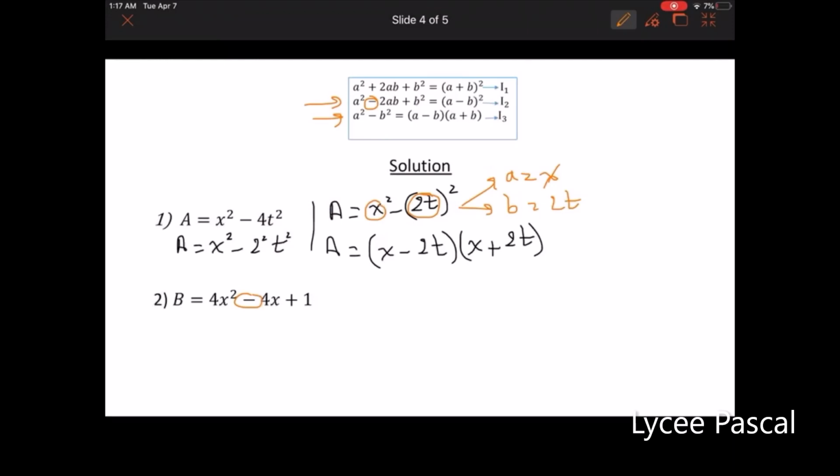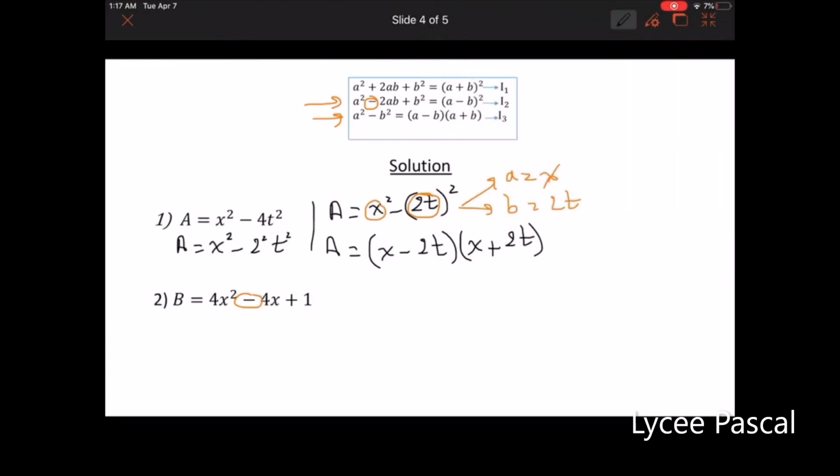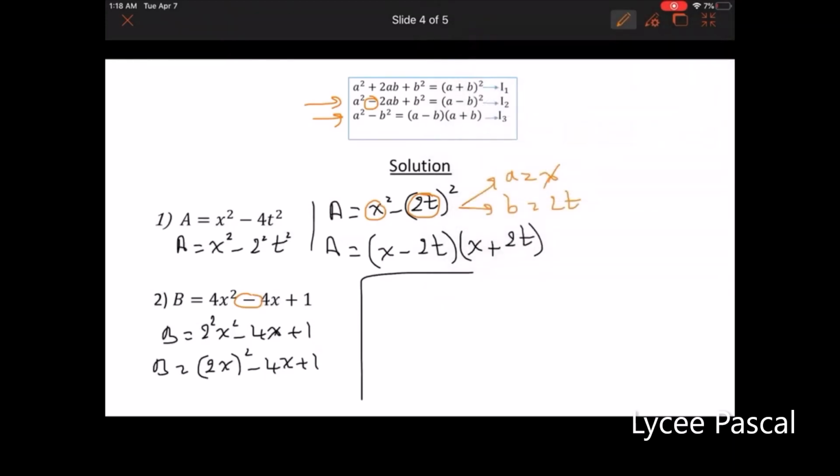First of all, we want to find a and b. The first step is to reduce the first term as a power of 2. To do this, we write 4 as 2 squared x squared minus 4x plus 1. So b equals 2x all squared minus 4x plus 1. Now we have a, so this is a, and here 1 we can write as 1 squared, since 1 is equal to 1 squared, so we have also b. So this is a and this is b.